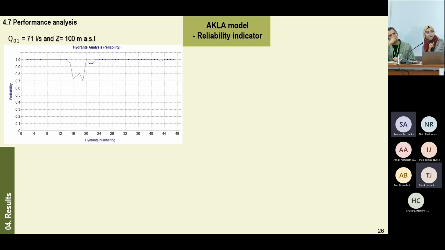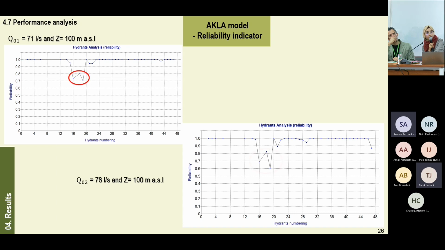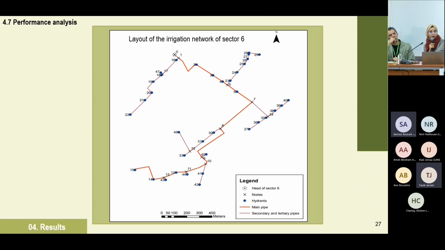The reliability indicator gives us an idea of the reliability of each hydrant. So we have a reliability of 0.7 to 0.8 for hydrants 16, 17, 18, and 19, and the same thing using the second discharge. And they are located there.